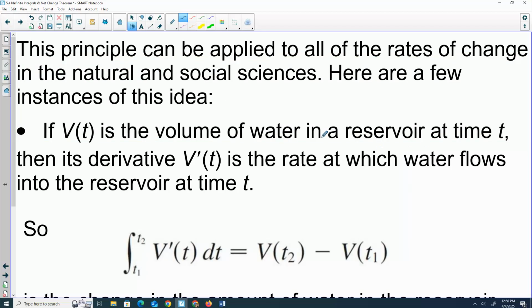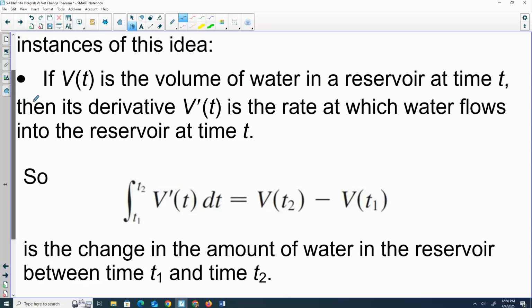So I have a lot of different scenarios on here. If you're talking about volume, V prime is the rate that the water is flowing into a reservoir. So if you go backwards, this would give you the amount of water that came in between two periods of time. So V prime is the rate of change in the volume. If you go backwards, you're getting the amount of water that came in between two time periods.